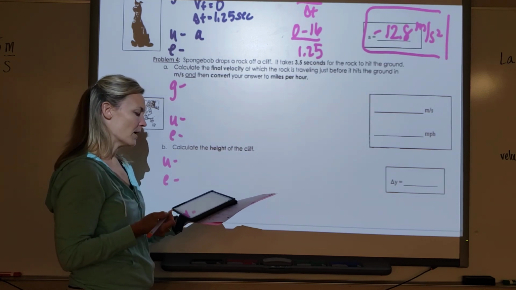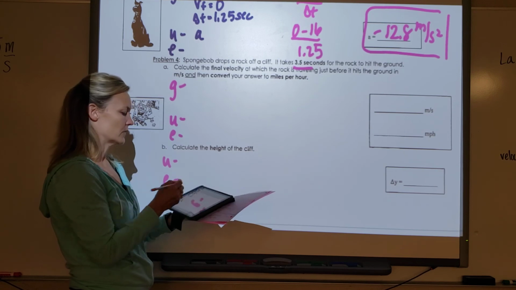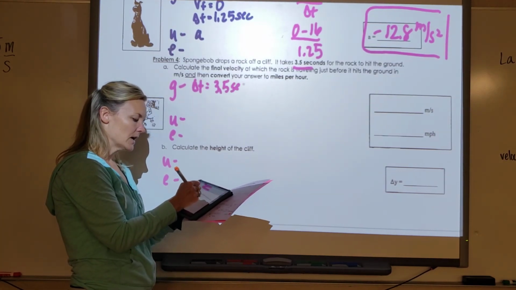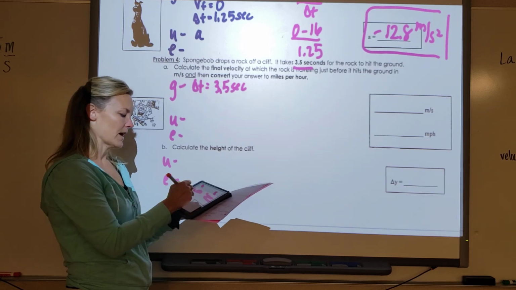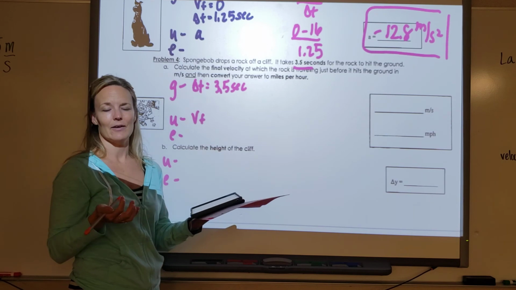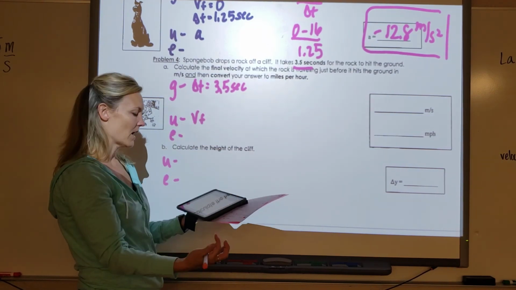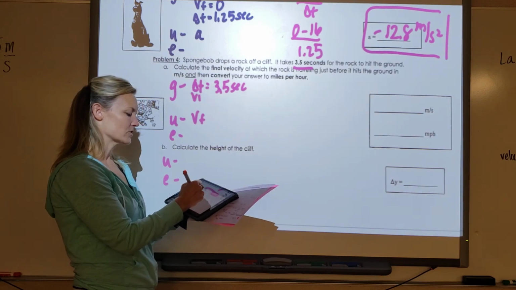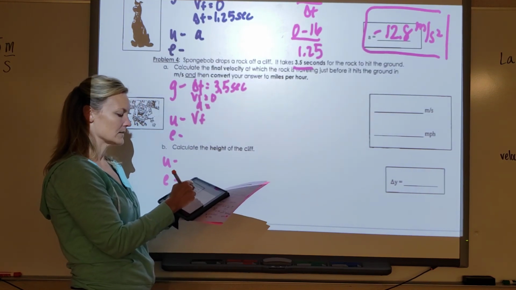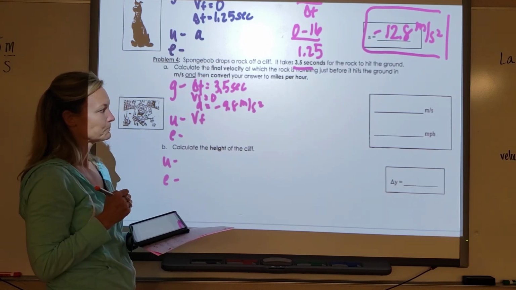SpongeBob drops a rock off a cliff. It takes 3.5 seconds for it to hit the ground. I have a time. Calculate the final velocity. That's my VF. I have to have 3 numbers to start. I have to remember that it is a falling object, so my initial velocity is always equal to 0, and my A is always equal to negative 9.8 meters per second squared.